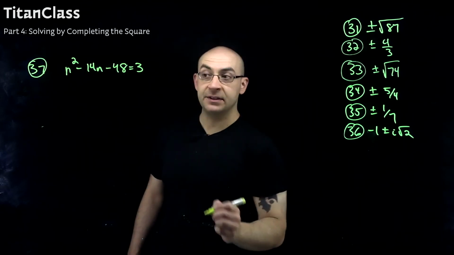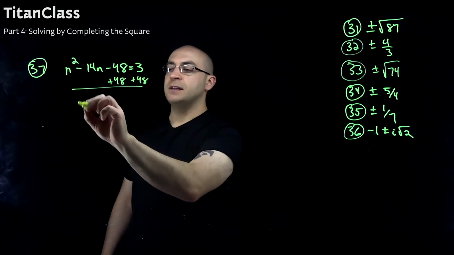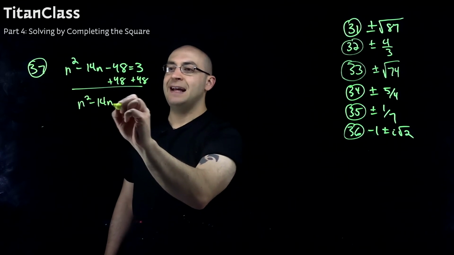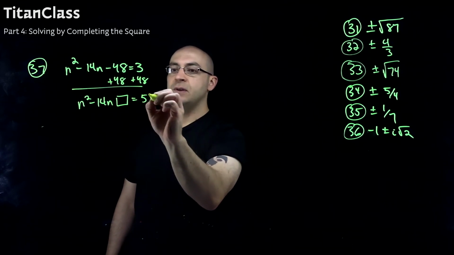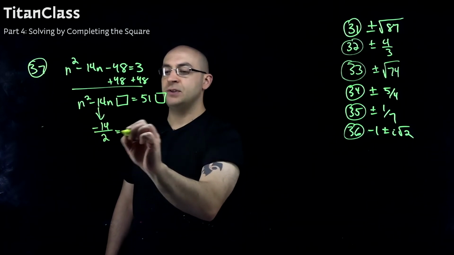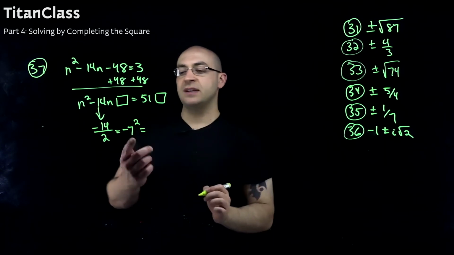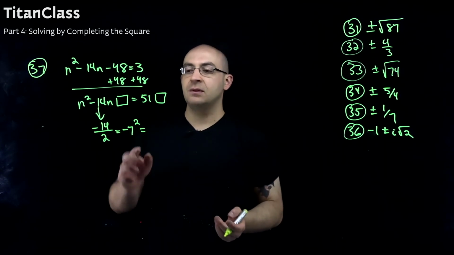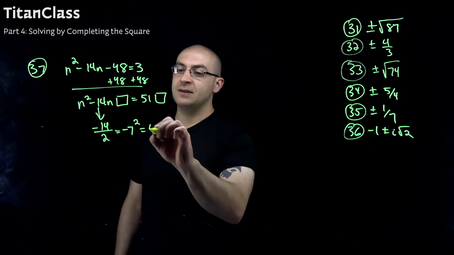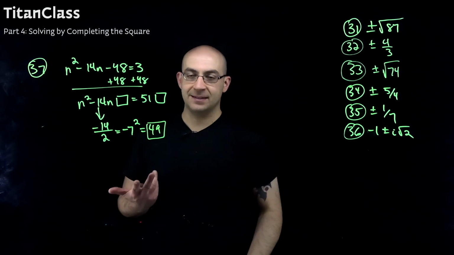Okay, completing the square. Right, so we're going to add 48 to both sides. It's going to leave me with n squared minus 14n plus a blank square equals 51 plus a blank square. Take the b term, divide it by 2, which is negative 7. Square the result. Now, if you put this in the calculator, please don't, but if you need to, know that your result will always be positive. It is not possible to square a number and get a negative result. That's not how that works.